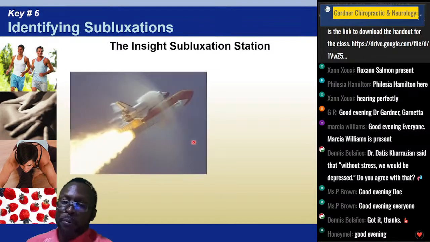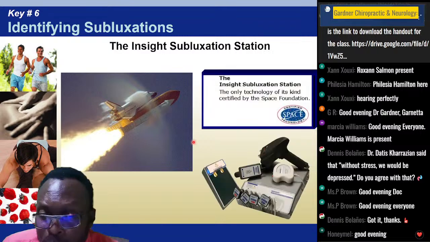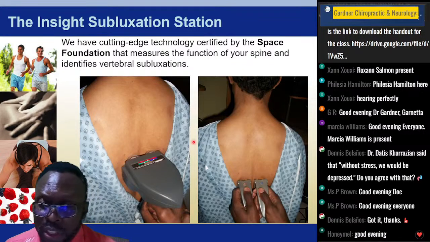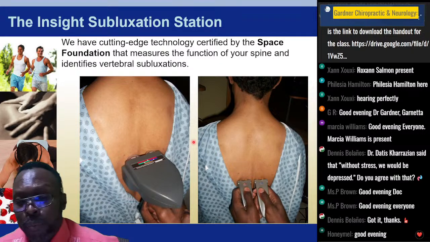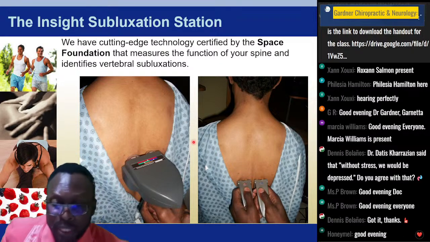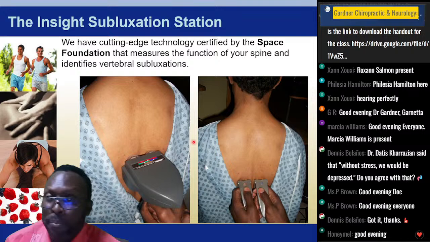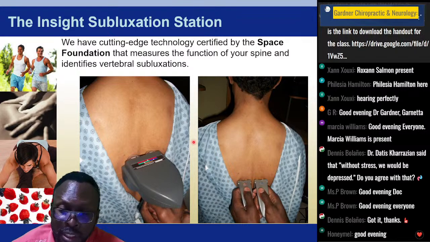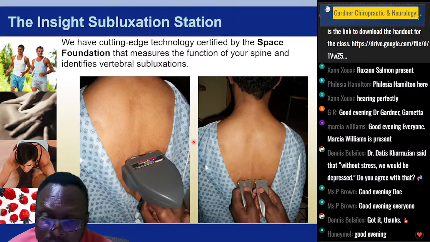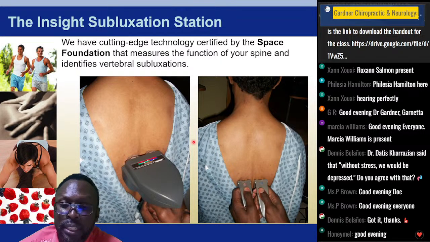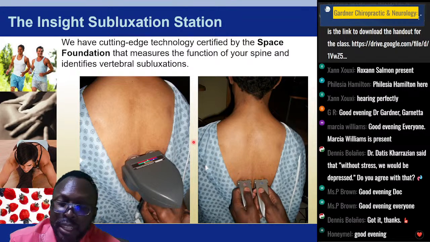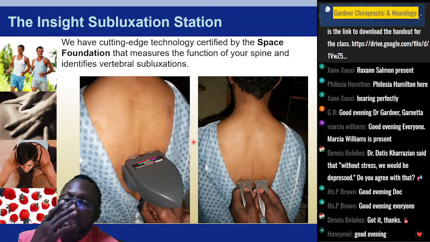In our office, we have specialized technology that allows us to measure the effects of these stressors on our system. We call it the Insight Subluxation Station. It measures misalignments in the spine by checking the functions of the spine in terms of the temperature of the skin and the muscle tension along the spine. If those are working well, then your body is in a good resistance state. If they're not working well, your body is vulnerable and you may break down and get sick.